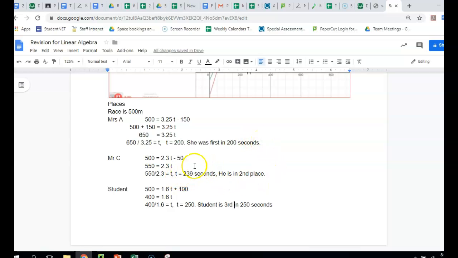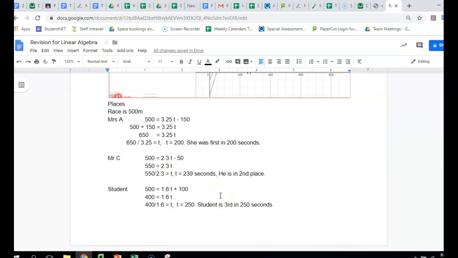Mr. Chandakay's equation was D equals 2.3t minus 50. I'm going to undo the minus 50 by taking it over here and adding it. Then my t is still multiplied by 2.3, so undo that by dividing by 2.3. On the calculator, we find that 550 divided by 2.3 is 239 seconds. So he's in second place because he took 239 seconds.